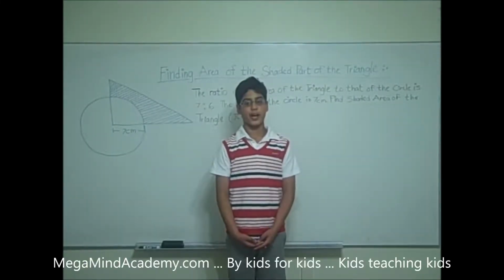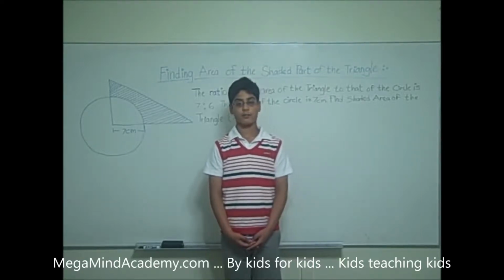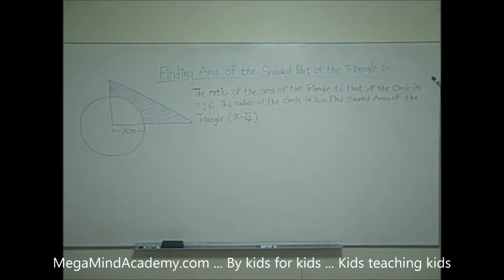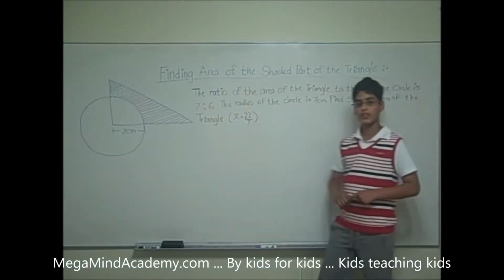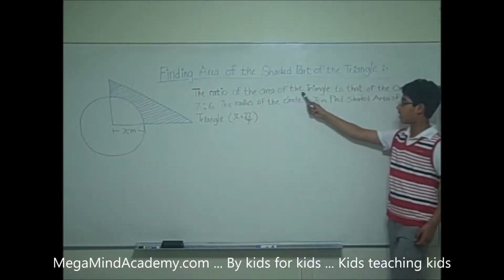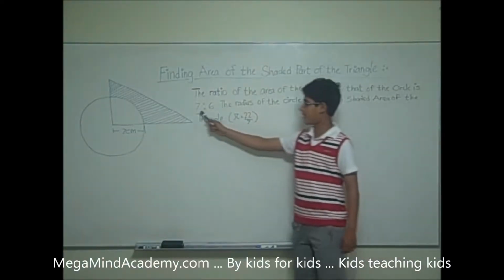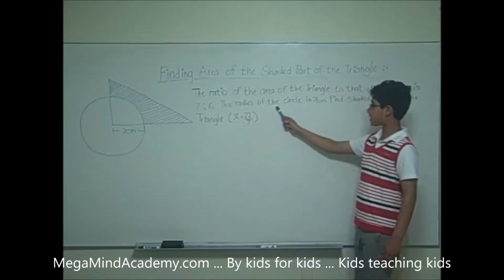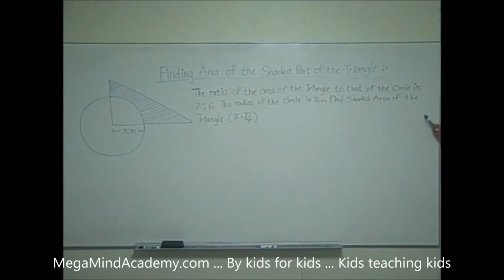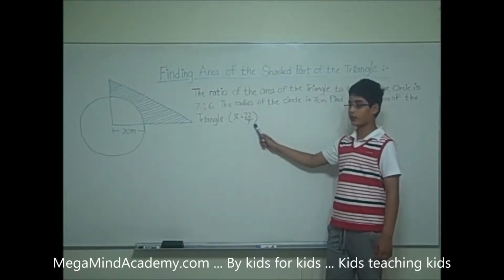Today we're going to learn about how to find the area of the shaded part of a triangle. Let's say we have a problem like: the ratio of the area of the triangle to that of the circle is 7:6. The radius of the circle is 7 centimeters. Find the shaded area of the triangle. Pi is equal to 22/7.